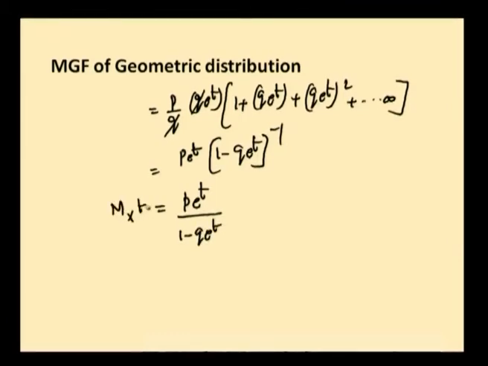This is the moment generating function of a geometric distribution. Next, mean and variance of geometric distribution.